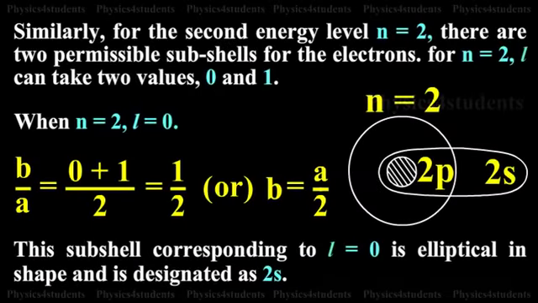Similarly, for the second energy level, n equal to 2, there are two permissible subshells for the electrons. For n equal to 2, l can take two values, 0 and 1. When n is equal to 2, l is equal to 0. b/a is equal to (0+1)/2, that is equal to 1/2, or b is equal to a/2. This subshell corresponding to l equal to 0 is elliptical in shape and is designated as 2s.